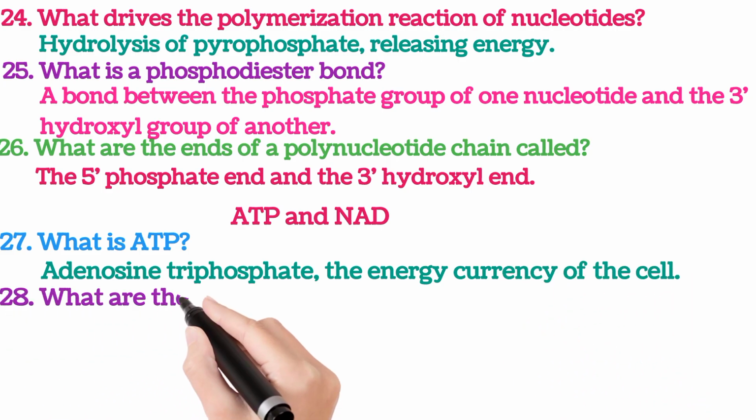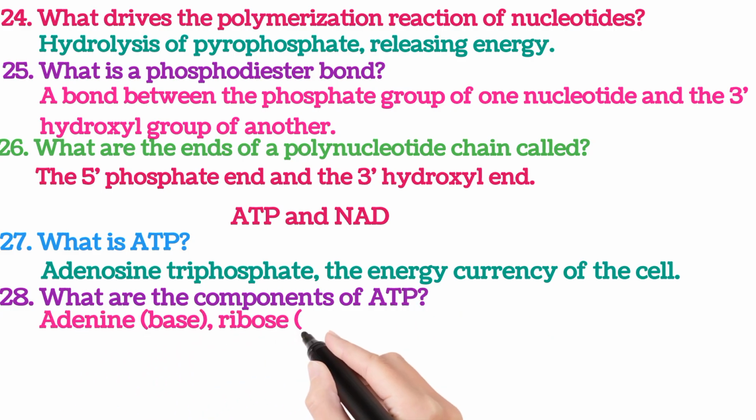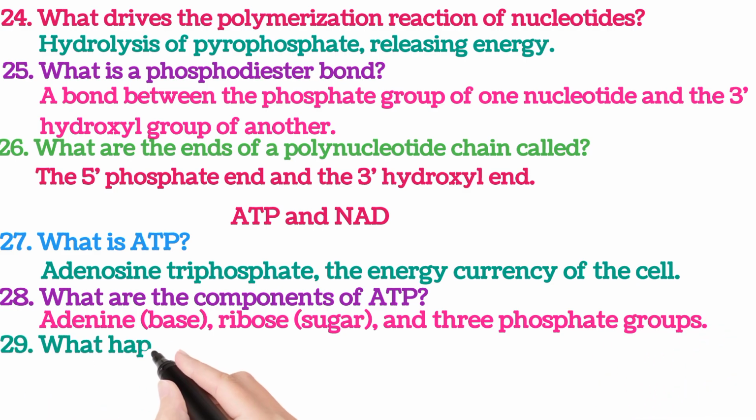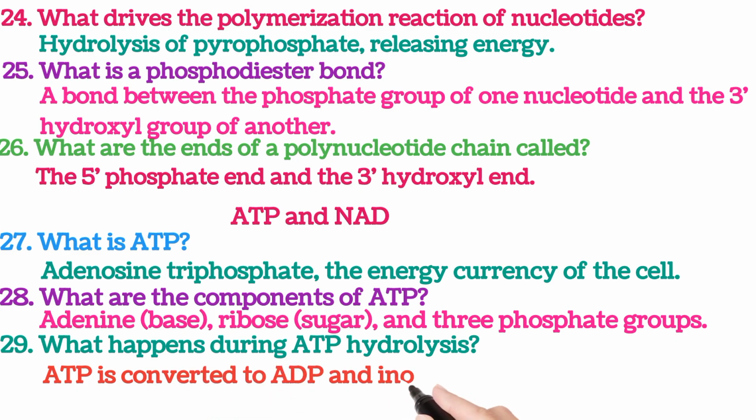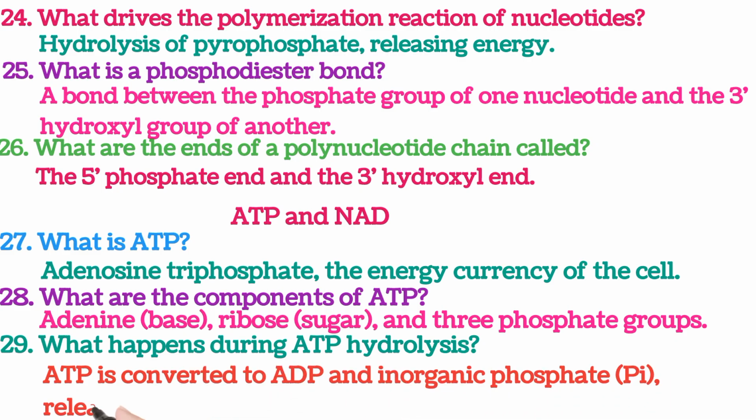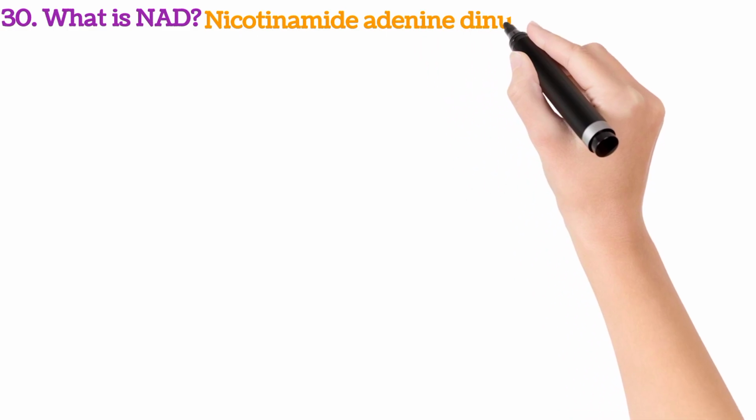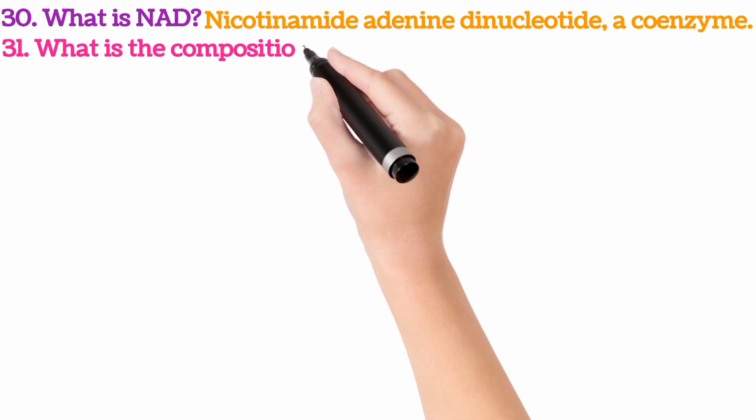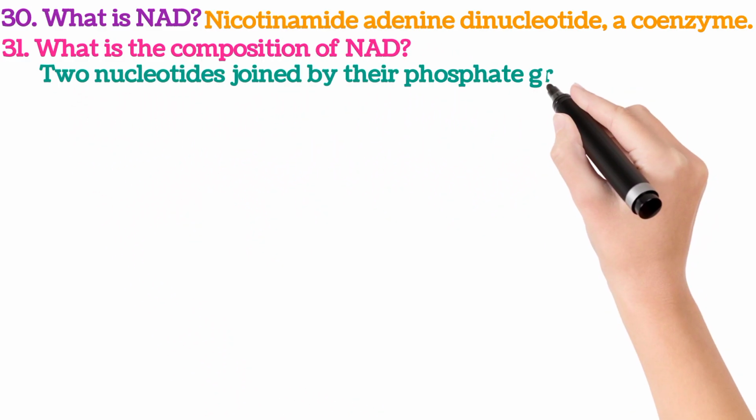28. What are the components of ATP? Adenine, base, ribose, sugar, and 3 phosphate groups. 29. What happens during ATP hydrolysis? ATP is converted to ADP and inorganic phosphate, Pi, releasing energy. 30. What is NAD? Nicotinamide adenine dinucleotide, a coenzyme. 31. What is the composition of NAD? Two nucleotides joined by their phosphate.